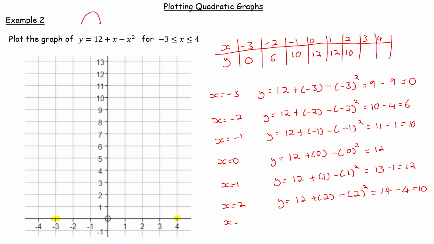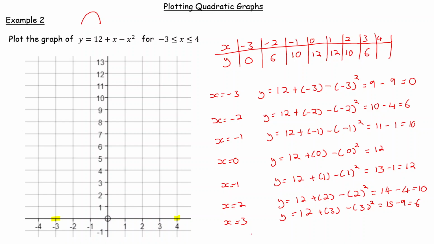X is 3. Let's put it in. X is equal to 3. We're going to get y is equal to 12. Add my x value, which is now 3. Take away x squared. So take away 3 squared, which is equal to 12 with 3 is 15. 3 squared is 9. So take away 9 is equal to 6. There we go. And we're getting there.